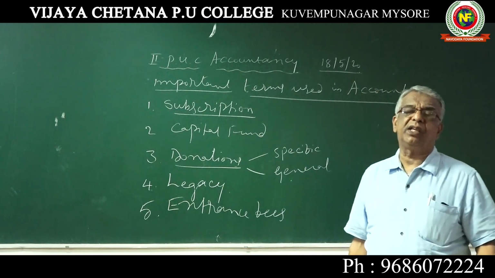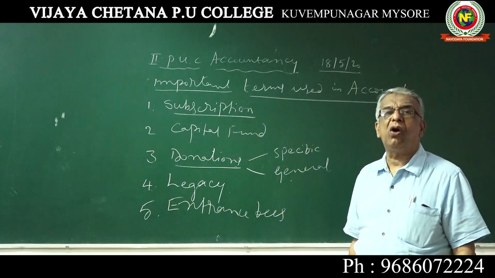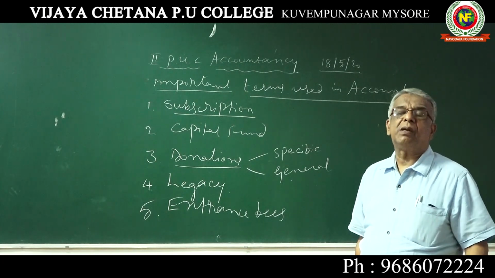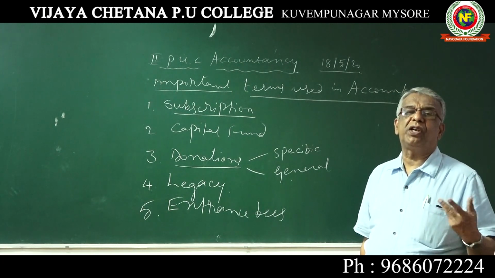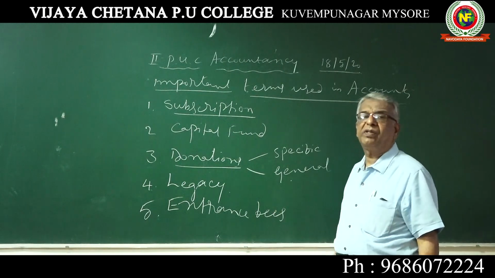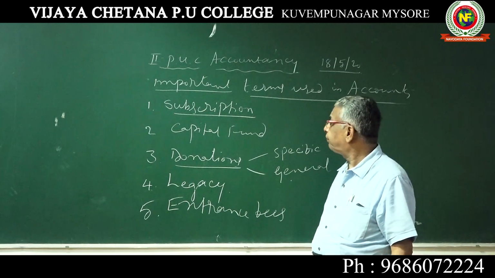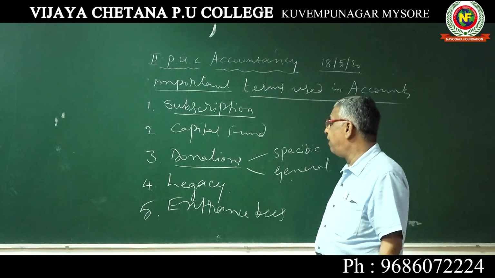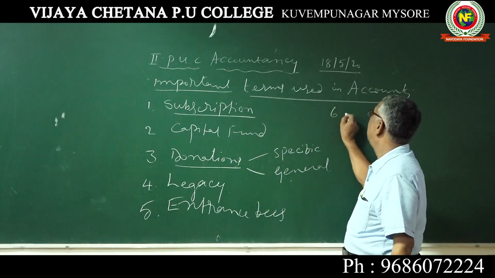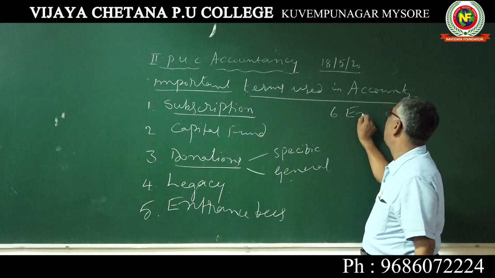Again, this entrance fees generally we are going to treat as revenue income. Suppose in the problem it is given that 50% of the entrance fees has to be treated as a capital item, then this 50% of the entrance fees has to be added to the capital fund.